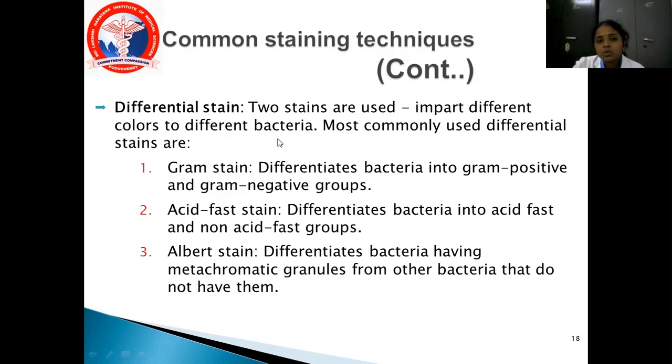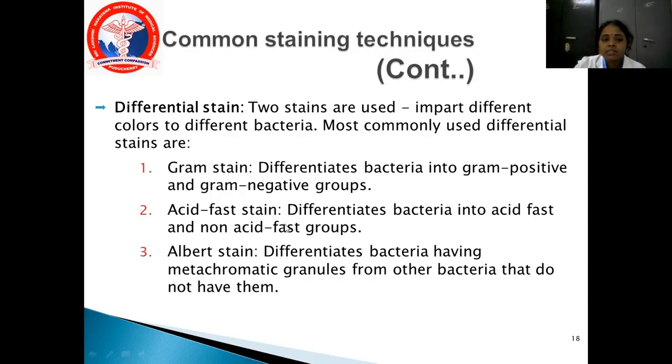The most commonly used differential stains are Gram stain, acid-fast staining, otherwise called Ziehl-Neelsen staining, and Albert staining. Gram stain differentiates bacteria into Gram-positive and Gram-negative groups. Acid-fast stain differentiates bacteria into acid-fast and non-acid-fast groups. Albert stain differentiates bacteria having metachromatic granules from other bacteria that do not have them.